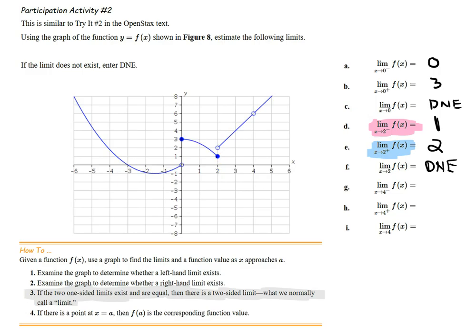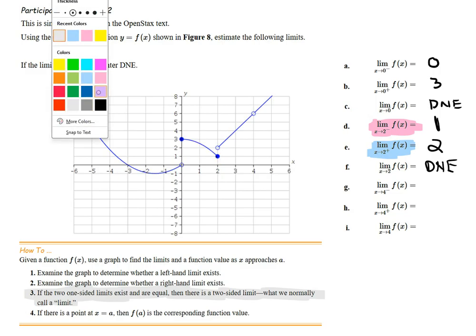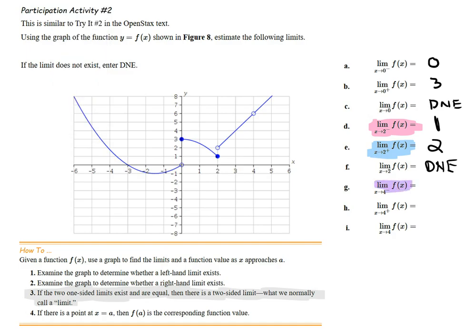Okay, and now I move on to the last one. Find the limit of the function as x approaches 4. Let's go to 4 on the x-axis. That would be right here. So you're going to approach it from the left. Remember, that's moving from the left. You're getting closer and closer to 4.